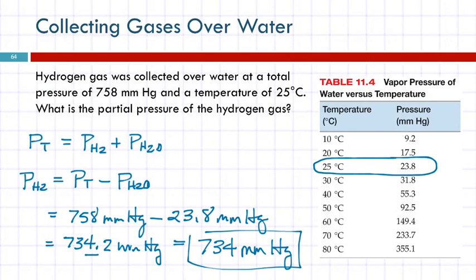The pressure of a component always has to be less than the total pressure.